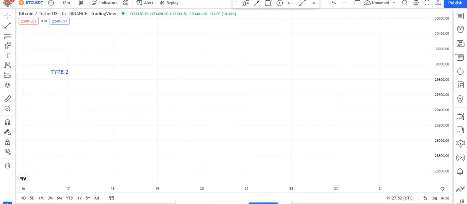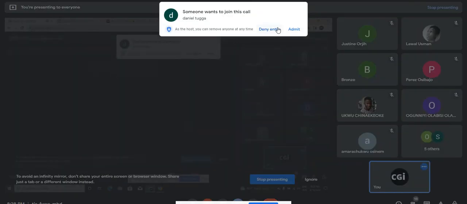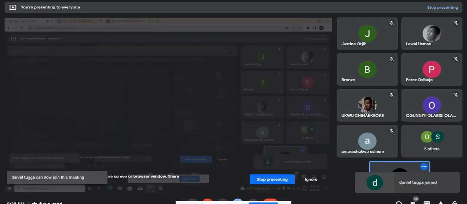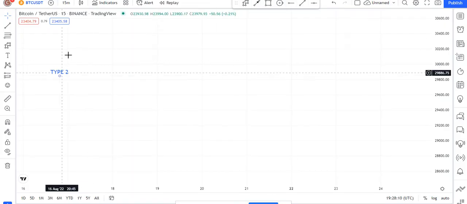Type two is here. The price makes a move in the trend's original direction, then suddenly changes direction and starts a new trend entirely. So this is what it might look like.